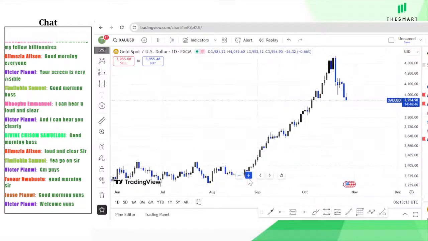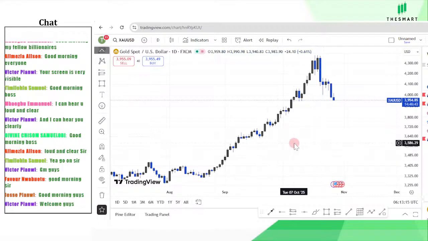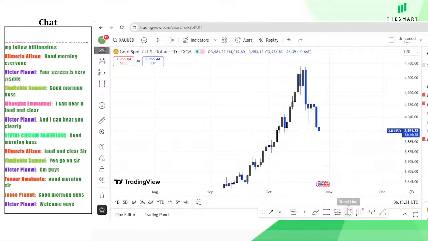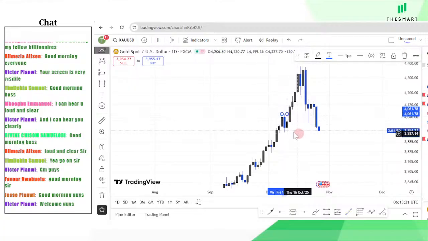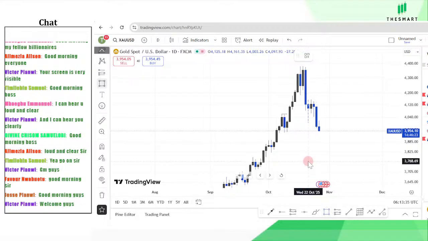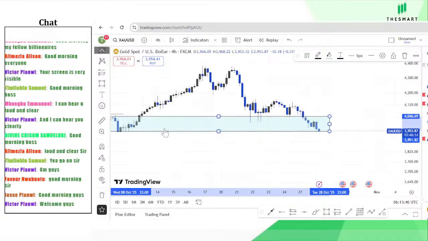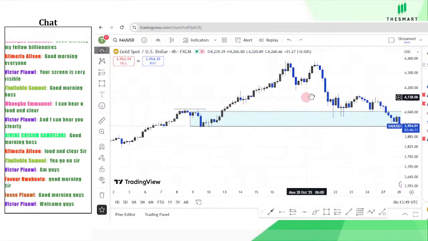Okay, so this is gold on the daily time frame, and looking at the immediate price action on gold, we have the last break of structure here on daily. Working with the daily level, this is our order block on this daily level here. So let's go down to 4 hours to see if we should be looking out for any buying opportunity.